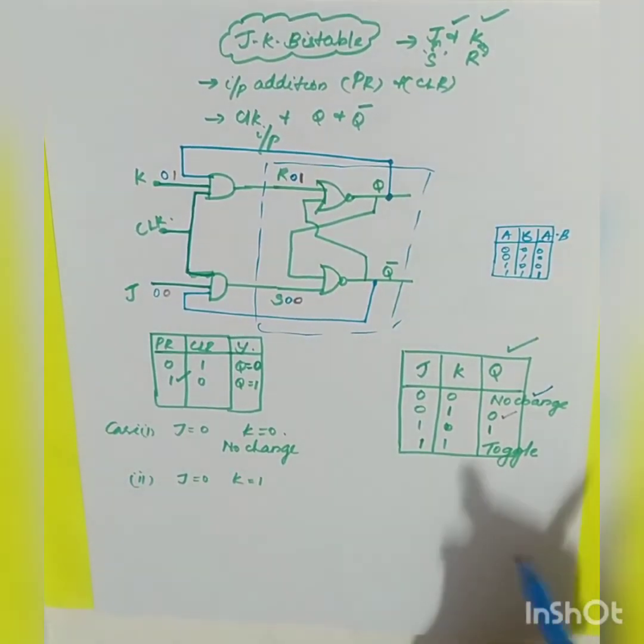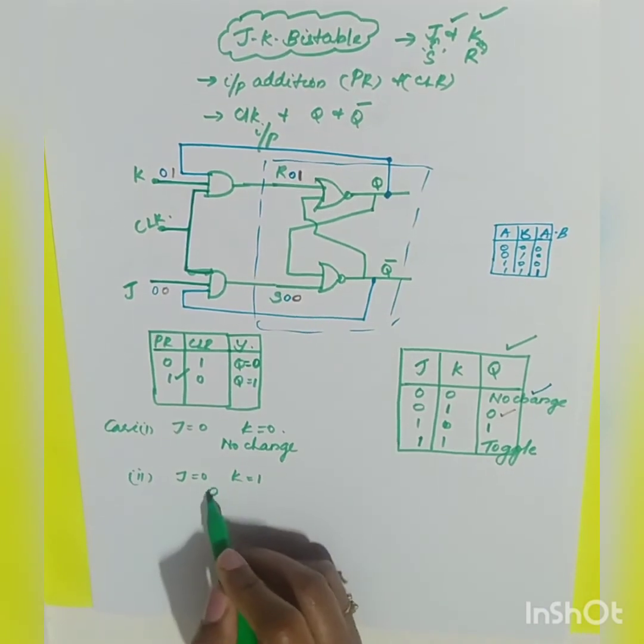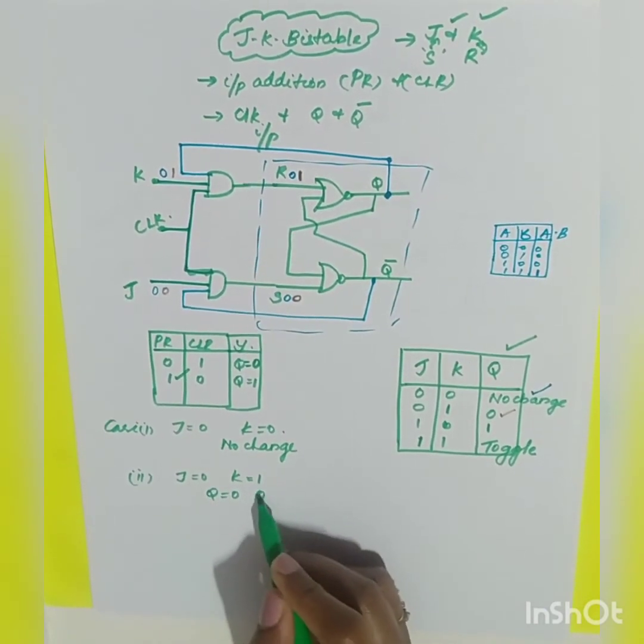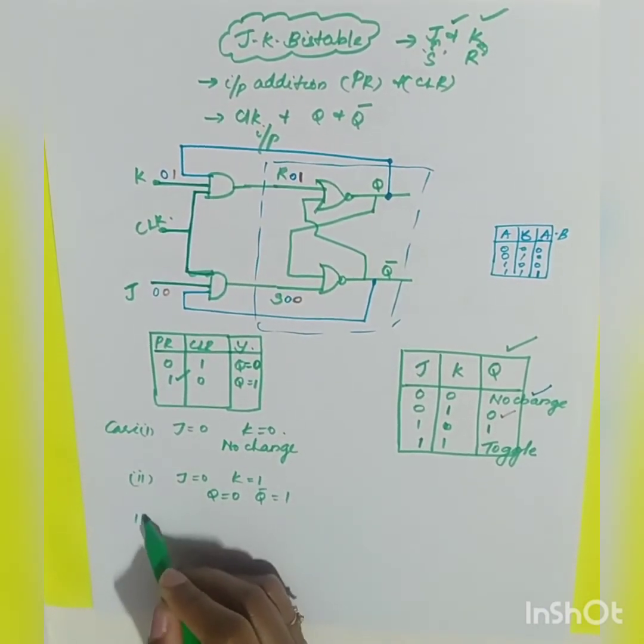Now what is the next condition? So Q will be equal to 0, and Q bar will be equal to 1. Now what is the third condition?